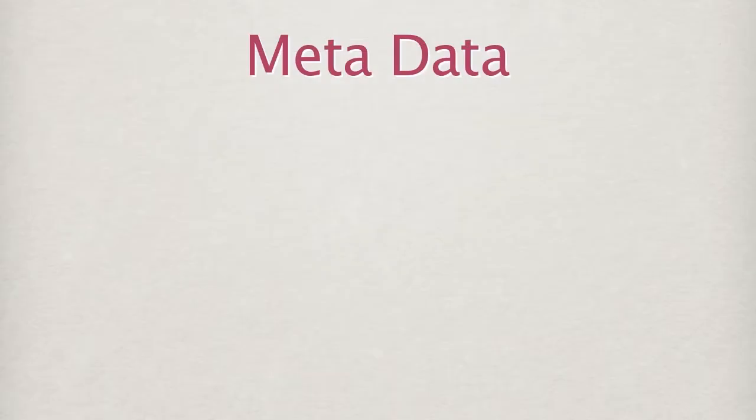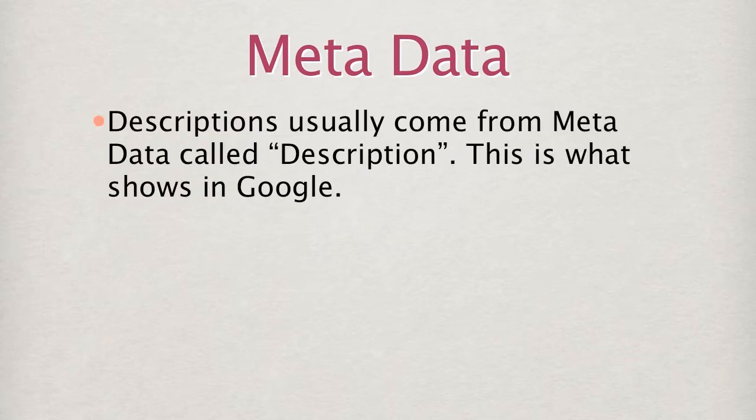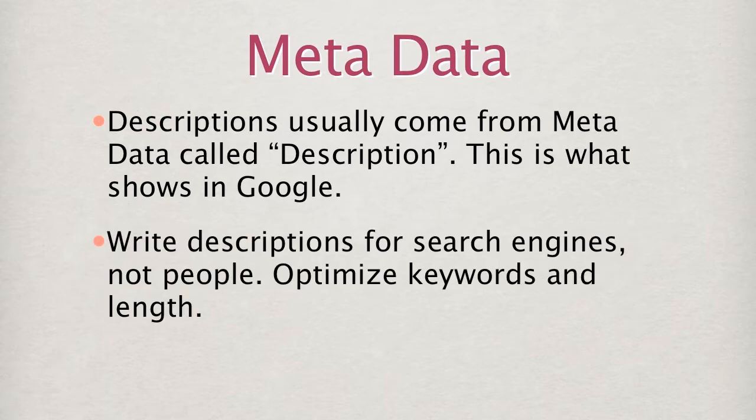So let's review what we know about metadata so far. Descriptions usually come from metadata called description. This is what shows up in Google. And we write descriptions for search engines, not people. Optimize and lead with your keywords and watch your length. You don't want to get too long because Google only gives you so many characters and then it starts cutting you off.